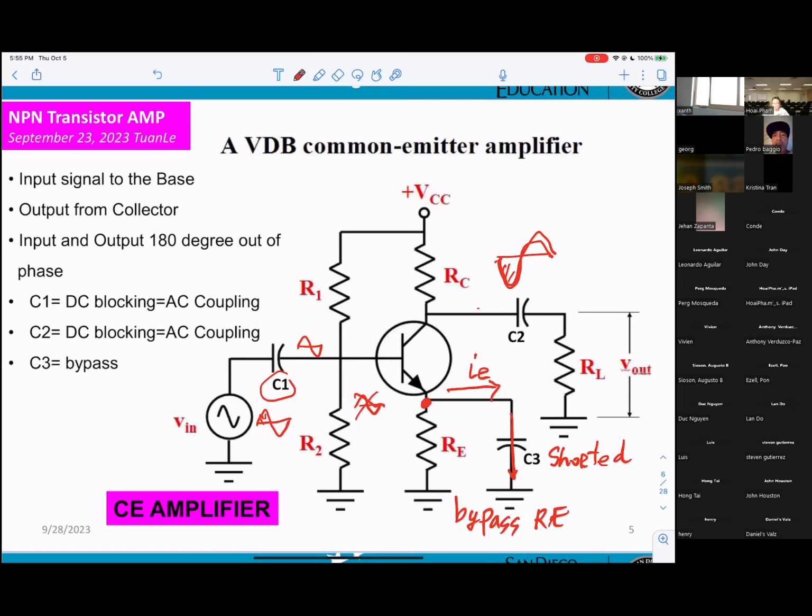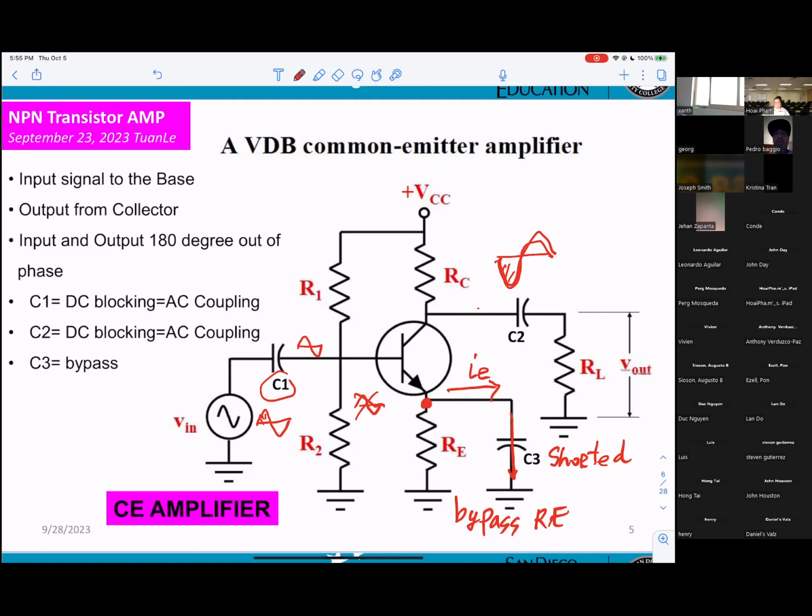So the current gets shorted to the ground. It goes through C3, right? C3 will be a short, so it bypasses. If you measure the AC signal at this point, you cannot get anything. It will be shorted to the ground, so you get 0.